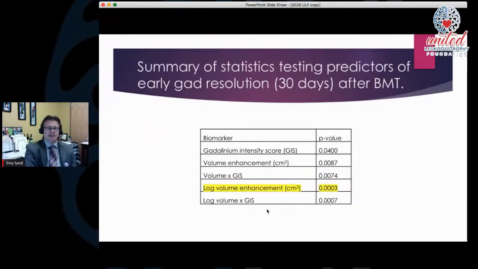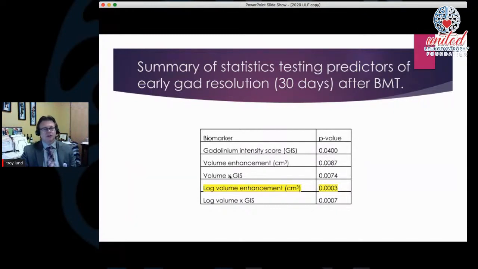So when we test our idea about whether or not the gadolinium volume predicts early GAD resolution, these are the kind of data we see. These are the p-values of the statistical tests. So I already showed you that the GAD intensity score, the GIS by itself, had this p-value, which is barely significant. When I looked at the volume of enhancement on the second line, we got a pretty robust p-value here at 0.0087. So it's fairly significant.